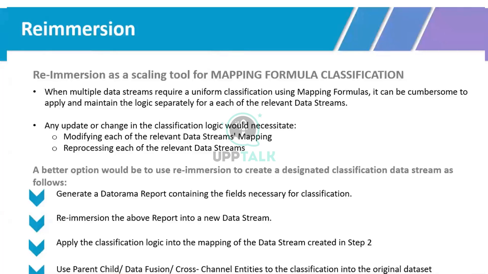We create a report. We pull out all the dimensions. We re-immerse the report back as a new data stream and then apply a classification logic like parent-child, maybe, with the original data set, so that these dimensions now act as placeholders from which the data is fetched rather than calculated on the fly like a calculated dimension.